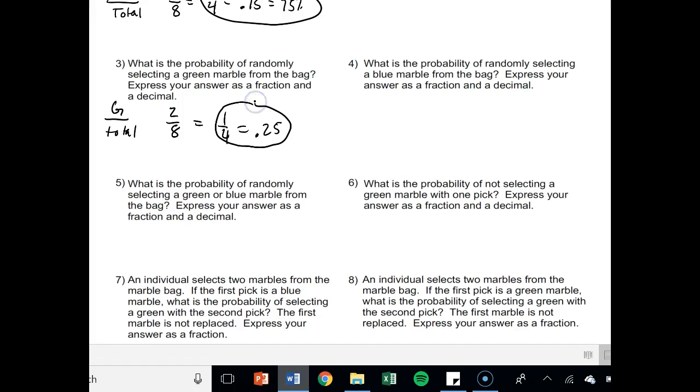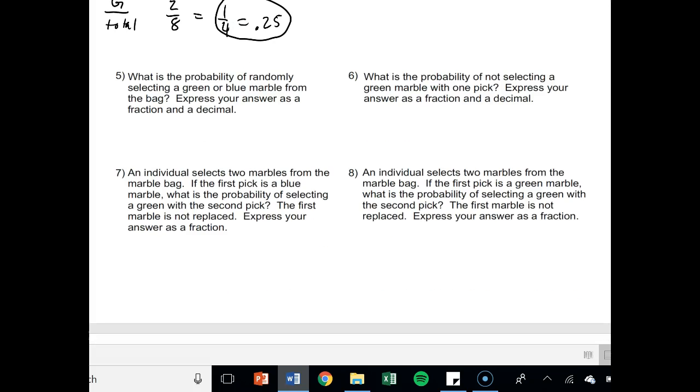So that's that. Number 5, what is the probability of randomly selecting a green or blue marble from the bag? So you want green or blue, out of your total again. Green and blue together is 5 out of 8. It says express as a fraction, which we've done, now as a decimal, which is 0.625 if you just have your eighths reference sheet. That can help you out.